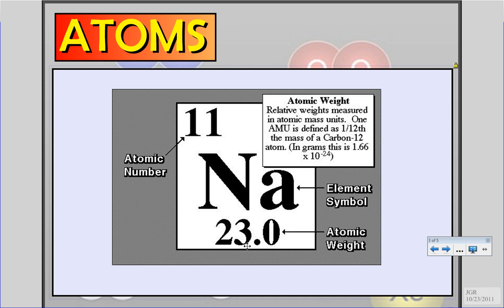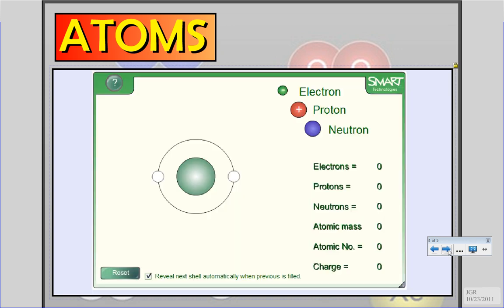The atomic weight is measured in AMUs, and it is usually the number of protons plus the number of neutrons added together. So to demonstrate this, we have this nice little activity, and I just want you to look at some of the numbers that happen here.